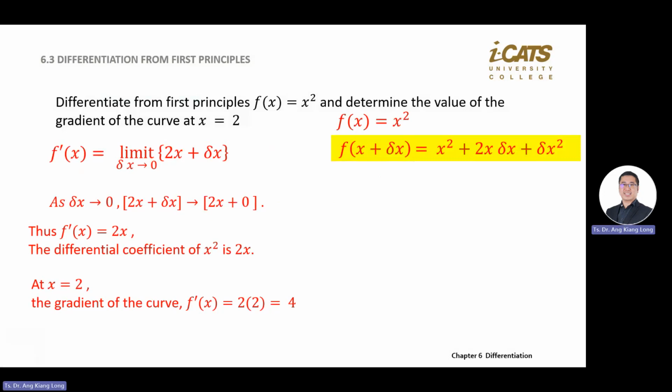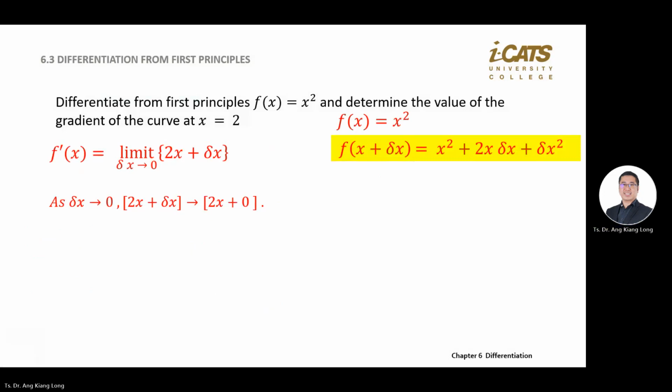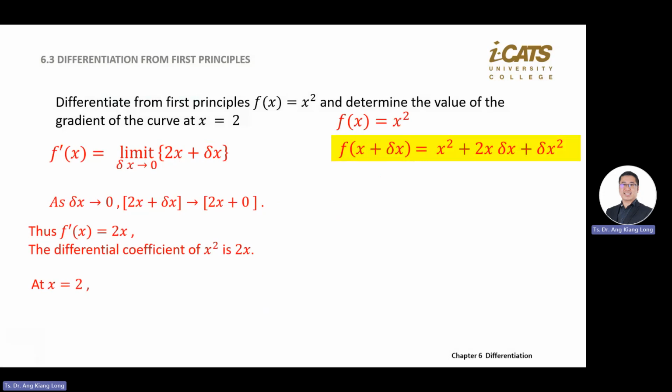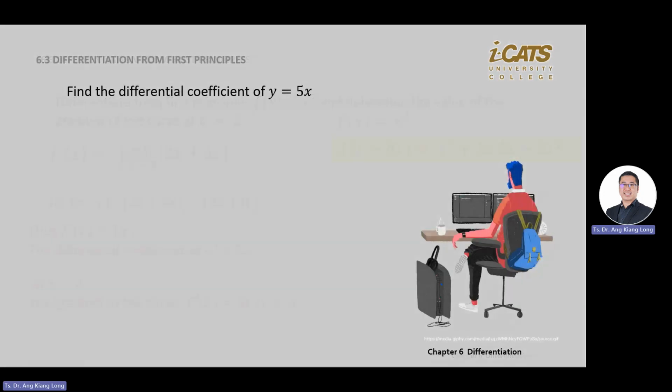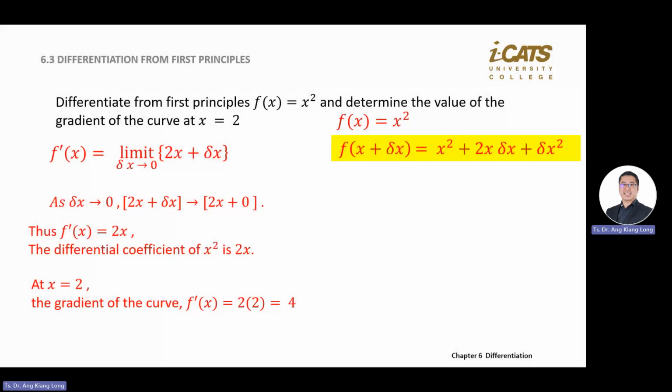So if we get 2x, and they ask you to find the gradient at 2, you know that this f comma is the gradient, dy dx is the gradient. So you just substitute x equals 2, you get 4. Okay. So the answer is 2x, f comma bracket x equals 2x, and another answer is 4.